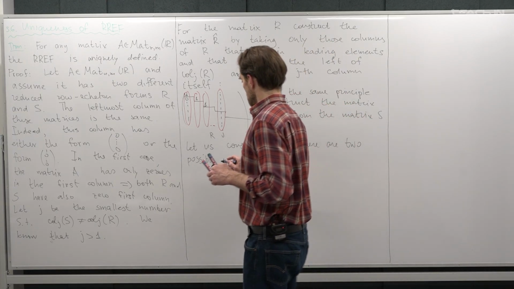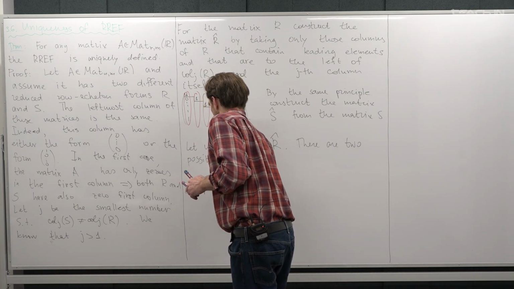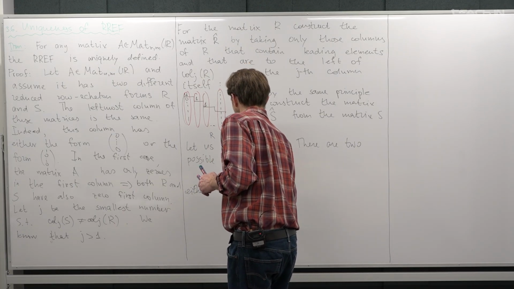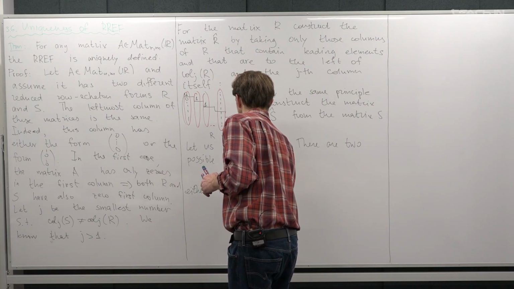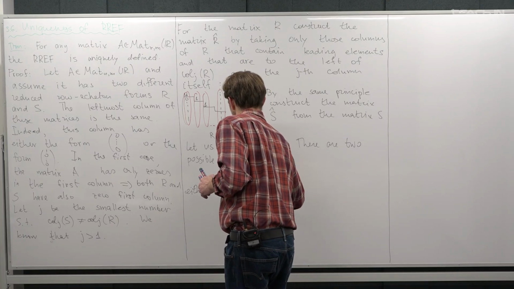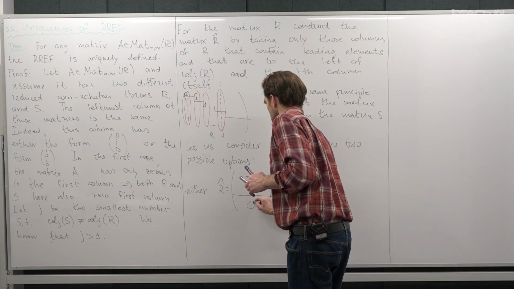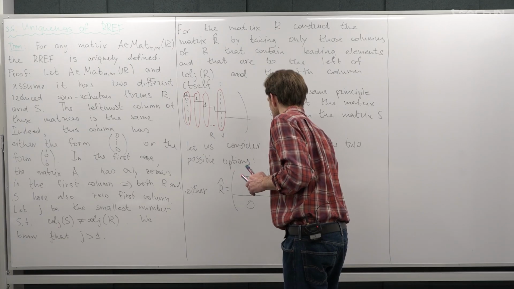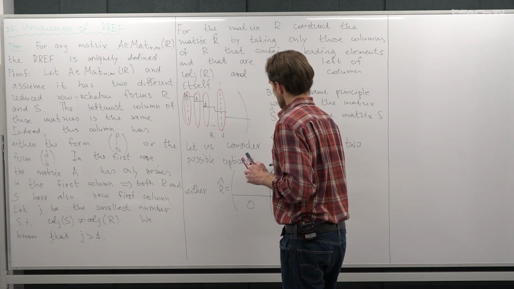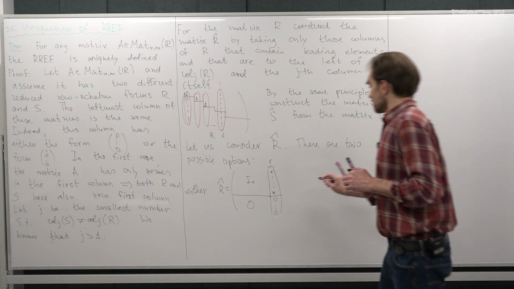So either this matrix has the form where we have the identity matrix here, then we have zeros here, zeros here, and we have something here. I'll denote this column by R. So this is the first option.